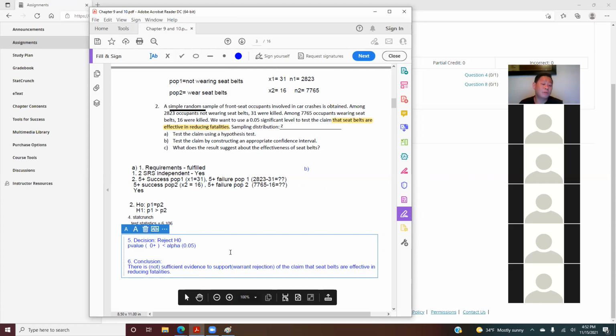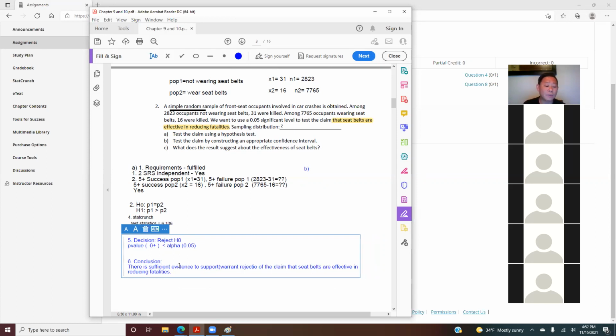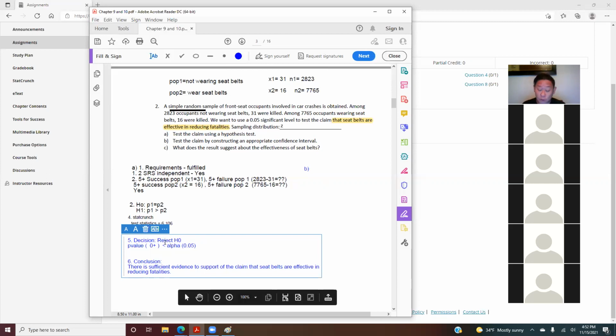Anyone know what conclusion we should draw here? There is sufficient evidence to support the claim that seatbelts are effective in reducing fatalities. There you go. Thank you so much, Casey. That is correct. The reason why we use the word there is is because you are rejecting the null hypothesis. If you fail to reject, then we use there is not sufficient evidence.